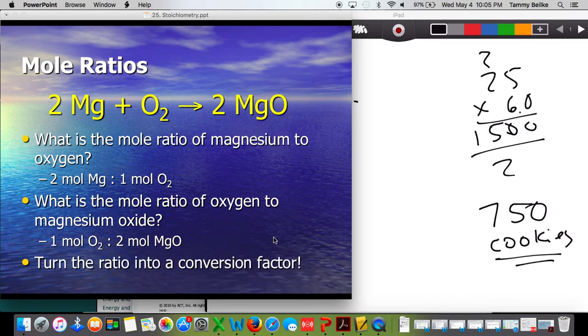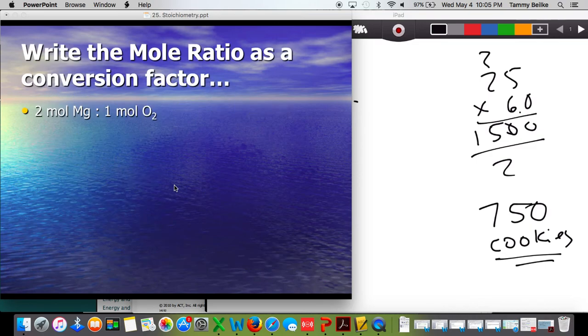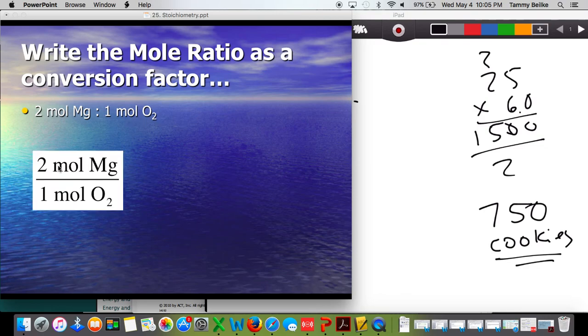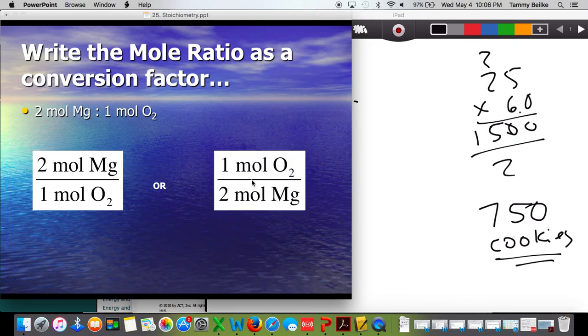Alright, here's the cool thing. The mole ratio is going to become a conversion factor. Okay? Because it is a ratio, you have something to something. That means we can turn it into a fraction. This 2 moles of magnesium to 1 mole of oxygen can look like this, where it's 2 moles of magnesium over 1 mole of oxygen, or flip it: 1 mole of oxygen over 2 moles of magnesium.